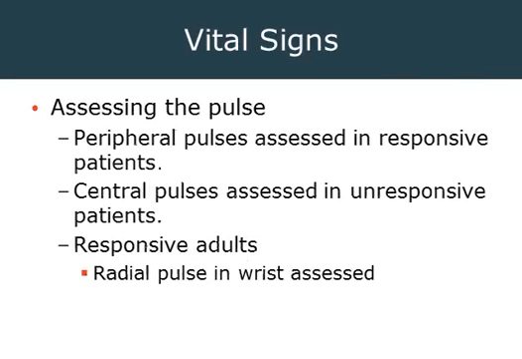So, peripheral pulses are assessed in responsive patients and central pulses in unresponsive patients, with the exception of the infant. In the infant patient, we check the brachial artery, just above the antecubital fossa between the bicep and the tricep. But in responsive patients, generally we're looking for a radial pulse. Otherwise, we're going for the carotid.